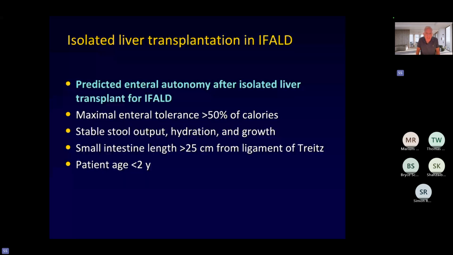In terms of, again, isolated liver transplantation, you want to predict enteral autonomy after isolated liver transplant, and these patients should be able to tolerate more than 50% of their calories initially via the enteral route. They should have a stable stool output, hydration, and growth, and they should have small intestinal length that's greater than 25 centimeters from the ligament of Treitz. The younger the patient, the better the prognosis, again, because of the prognosis for gut growth.